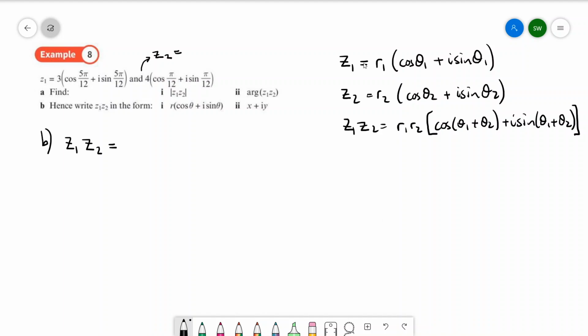So remember these formulas which we learnt in the last video. To times two complex numbers together, we know that the modulus of the product, we're going to times together the moduluses of the two complex numbers. So we're going to do 3 multiplied by 4 to get 12. So the modulus of the answer is 12.